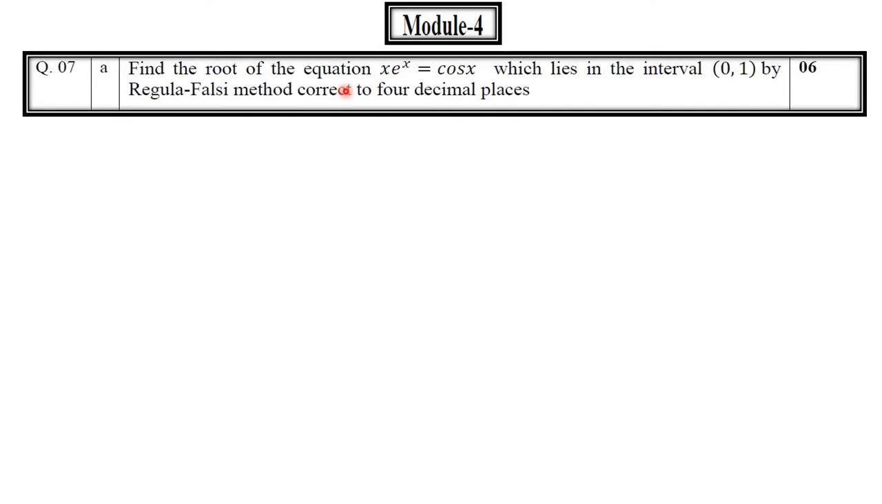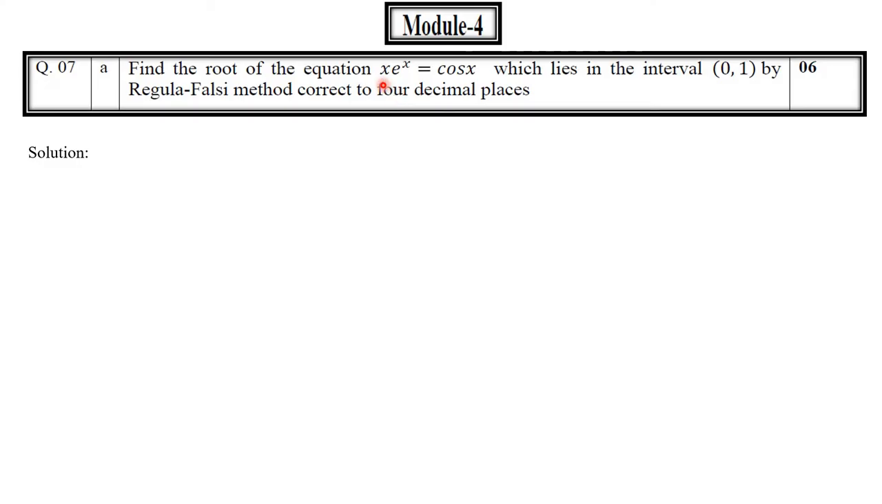So I'm taking question number 7a. Find the root of the equation x e power x equal to cos x, which lies in the interval 0, 1, by the regula falsi method, correct to 4 decimal places. Now let's come up with the solution.